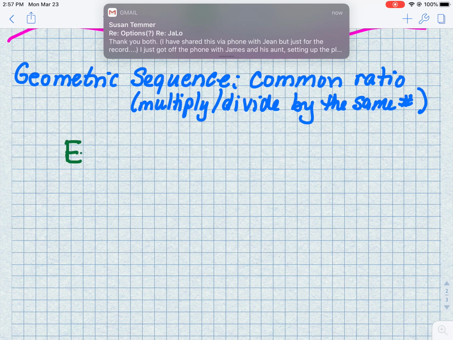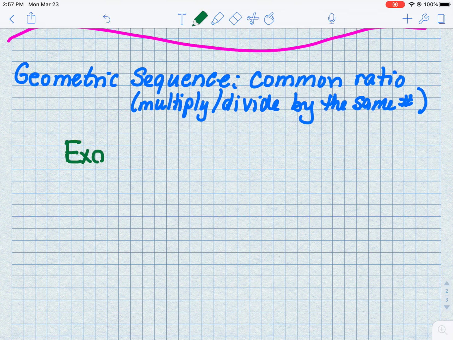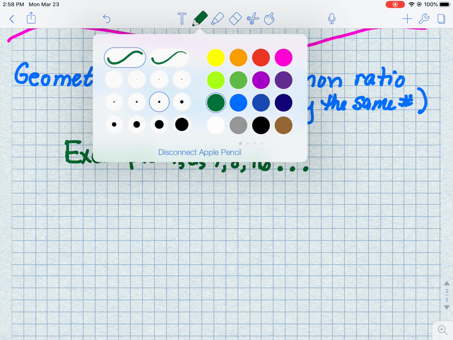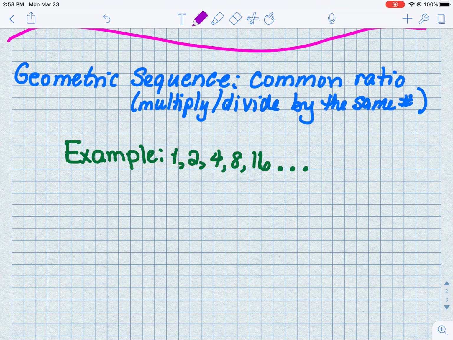All right, let's say I have 1, 2, 4, 8, and 16, and I want to know what's coming next. I want to know the next couple terms. Again, you can follow the same rule, but here's the formula if you were doing geometric.